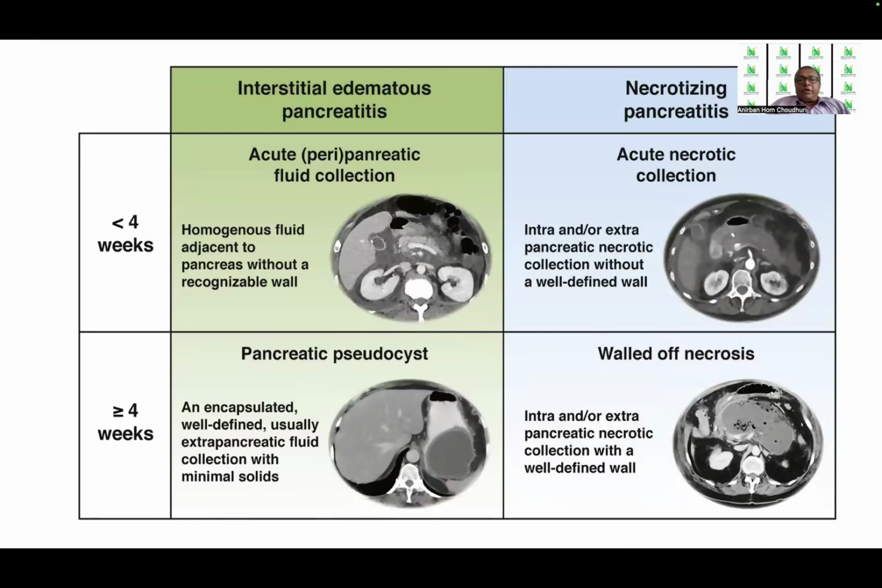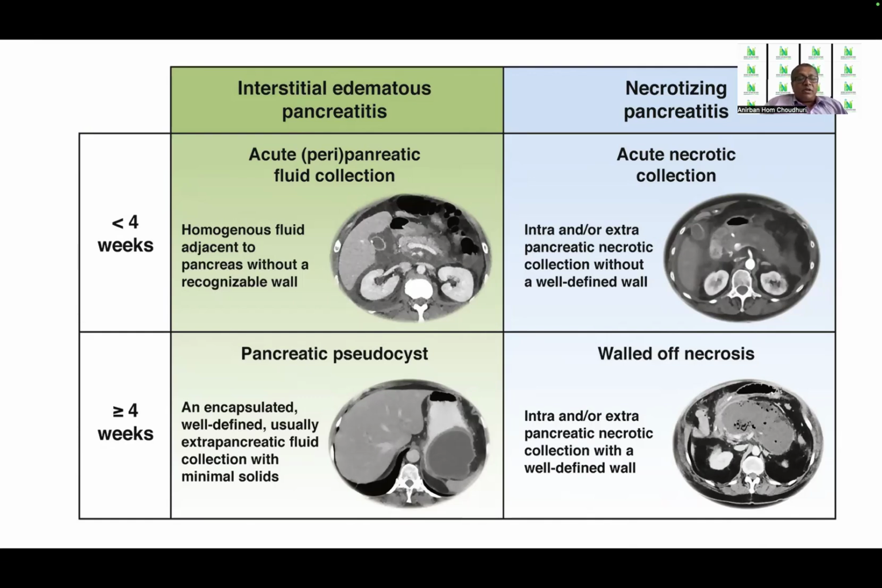Whenever we talk about acute necrotizing pancreatitis, we differentiate it from interstitial edematous pancreatitis on the basis of the collections. In interstitial edematous pancreatitis, essentially there is a peripancreatic fluid collection, which is of acute onset, and there is a homogeneous fluid adjacent to the pancreas without a recognizable wall initially. So the timeline for this is 4 weeks.